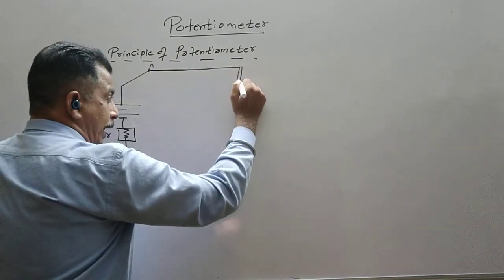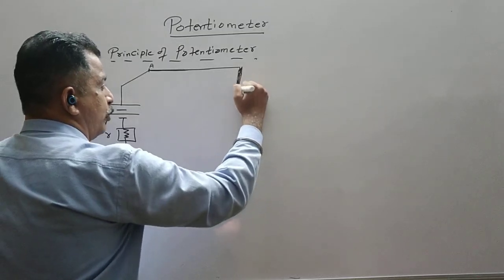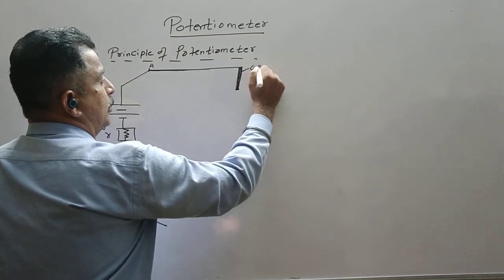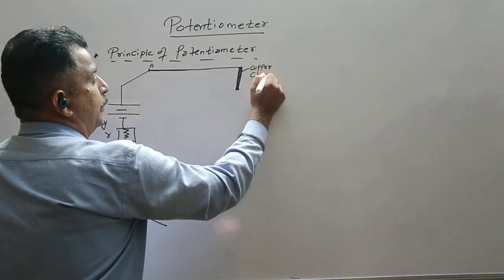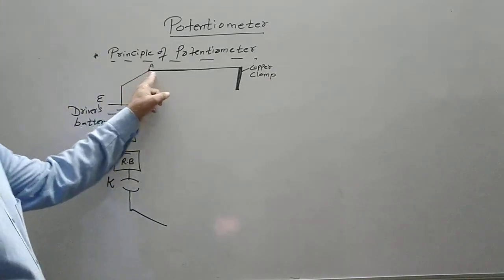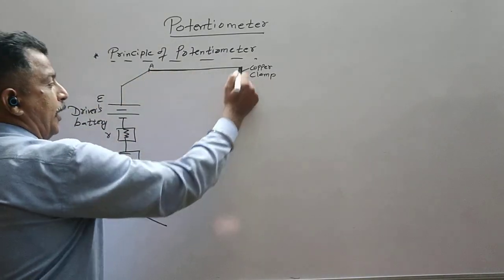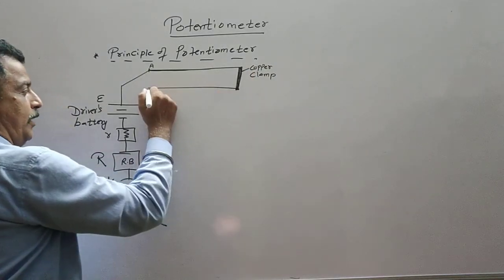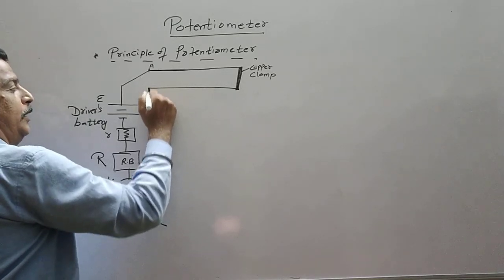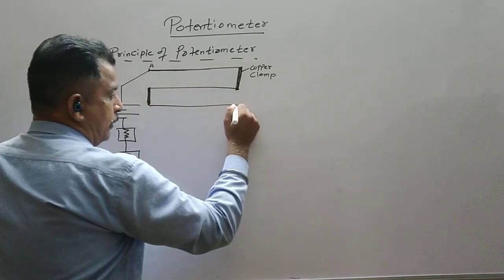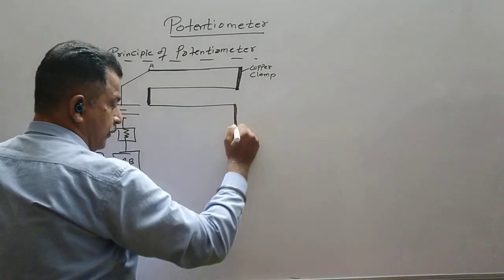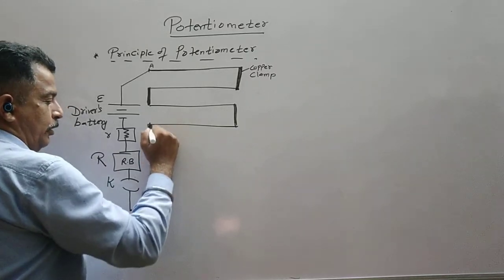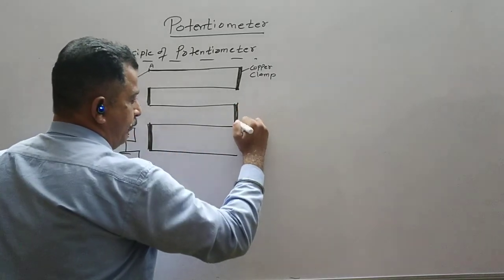It is clamped. Now this is a clamp, a copper clamp say, or any conducting clamp. Generally it is a copper clamp. So this wire is stretched. Again this is a copper clamp, then another wire. Again here we have a copper clamp. So this wire is several meters long. So these are the copper clamps.